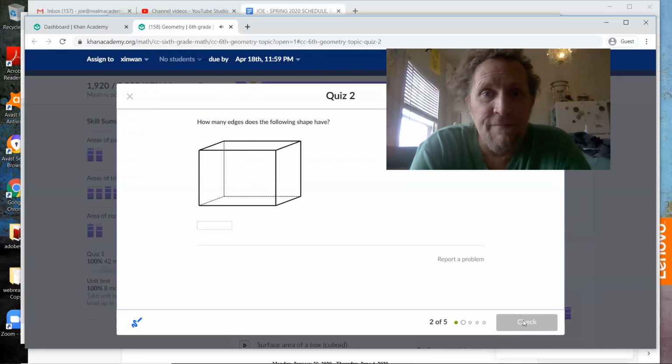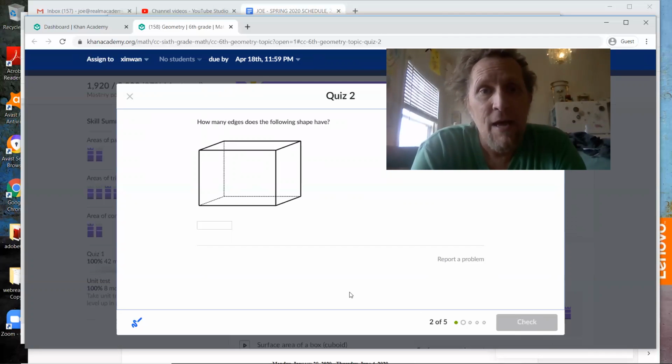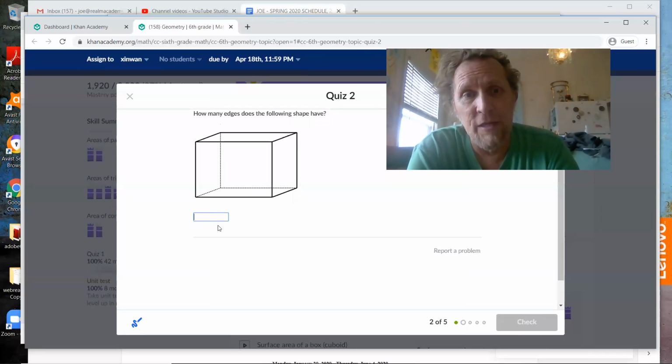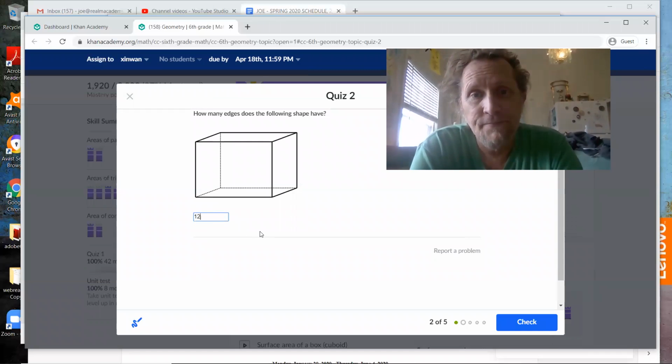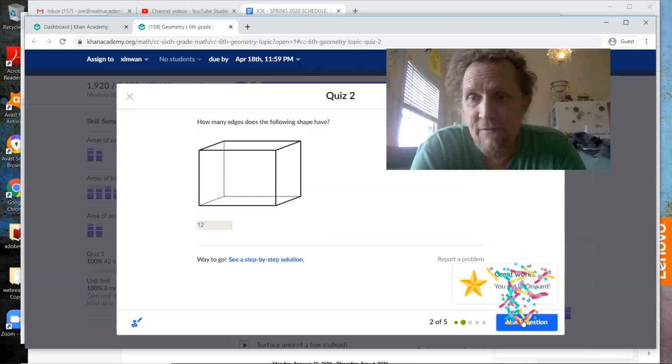How many edges does the following shape have? Well, that's an interesting question. I see 1, 2, 3, 4 along the top, then 4 making up the sides, and then 4 making up the bottoms. I see 4 times 3, I get 12. I don't think I'm missing any. I feel like that's somehow a trick question, but I don't see any other edges we can have.